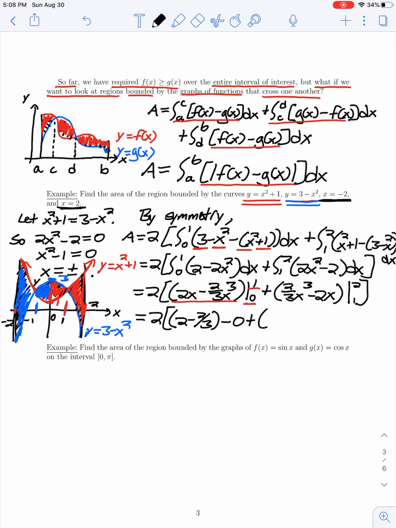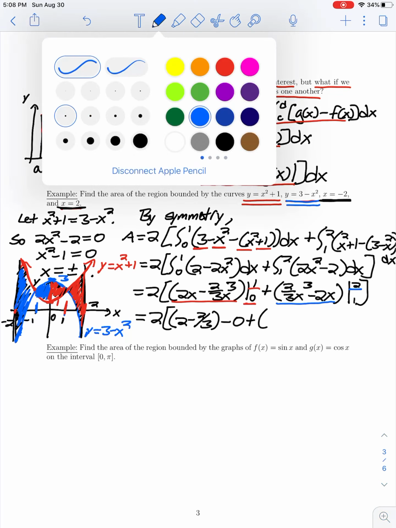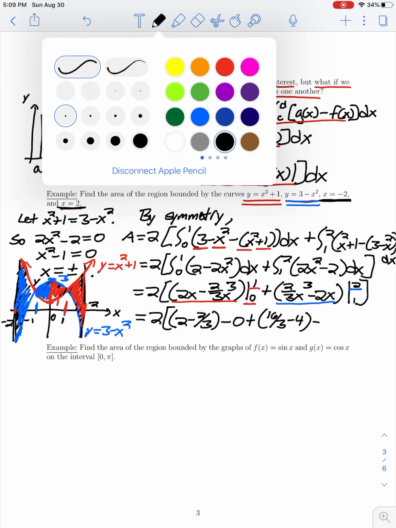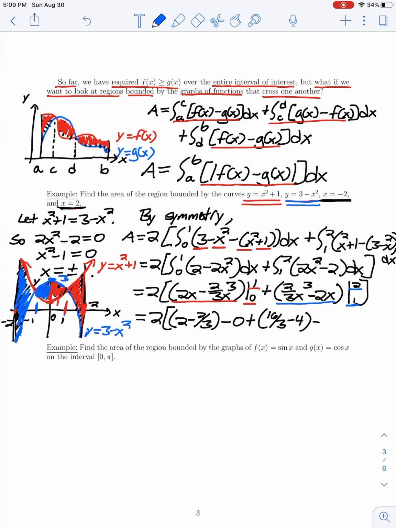Then we are adding for our second antiderivative. We start by substituting in 2. So let's see, 2/3 times 2 cubed, which is 8, gives us a total of 16/3. Minus 2 times 2 is 4. Then we subtract what we get when we substitute in 1 for x, which we see would be 2/3 minus 2.